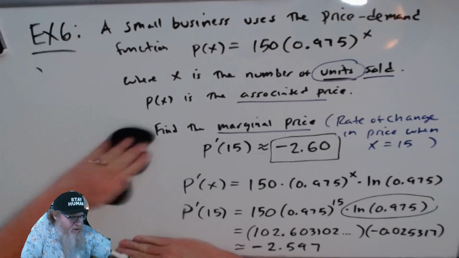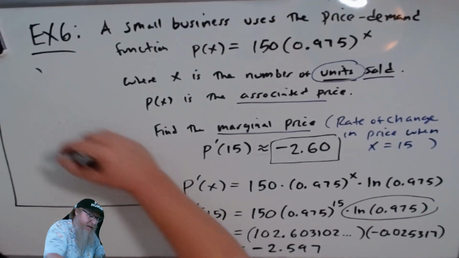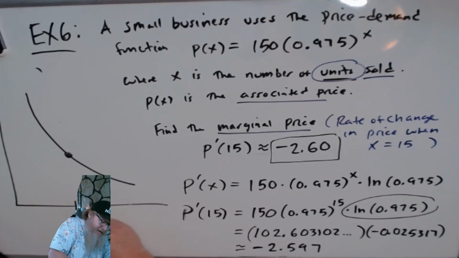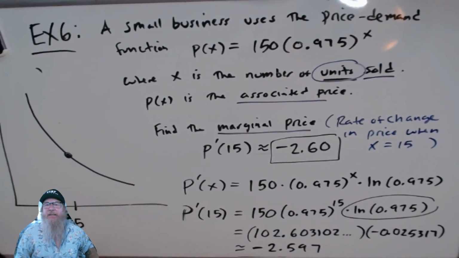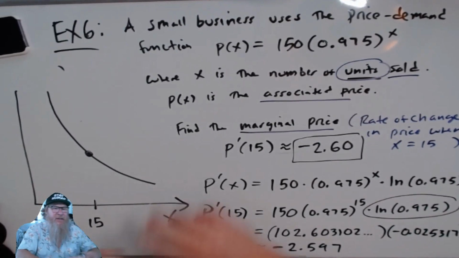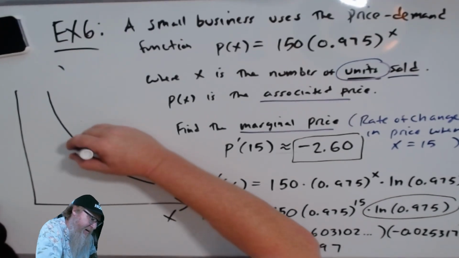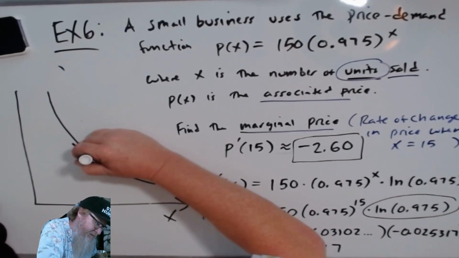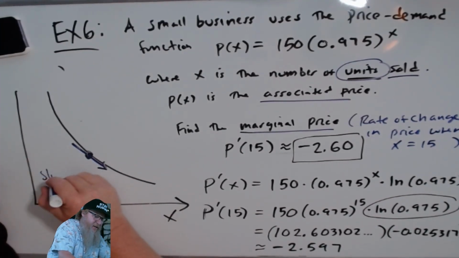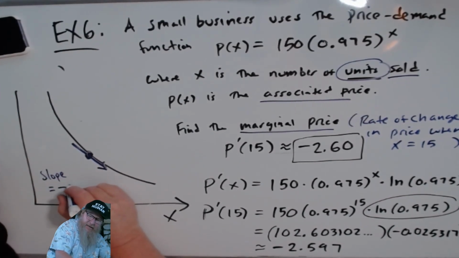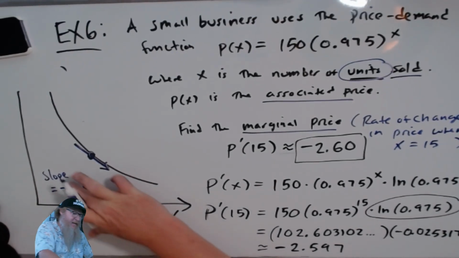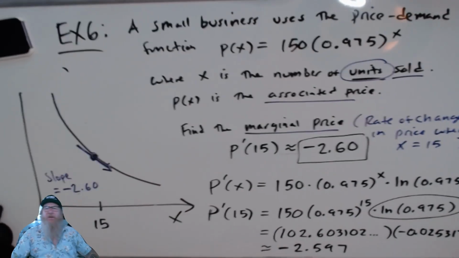So, maybe if I draw a larger diagram, it might make sense. You have this sort of curve here. Your x is 15. This is your x-axis here. And then you have a line right here, a tangent line, and the slope of this line is negative 2.60. Or you can just say negative 2.6, same thing, $2.60.